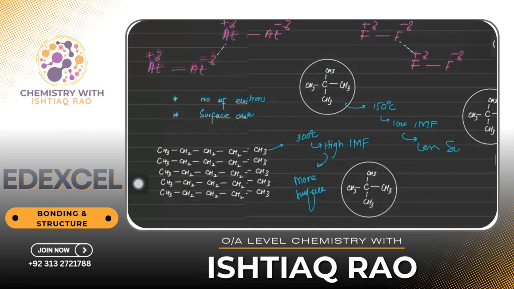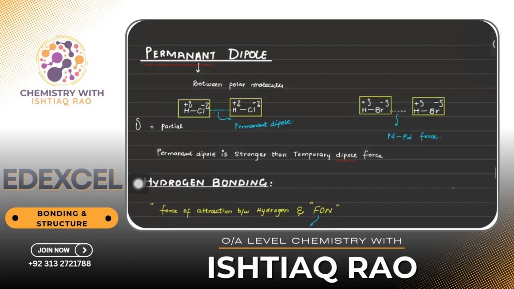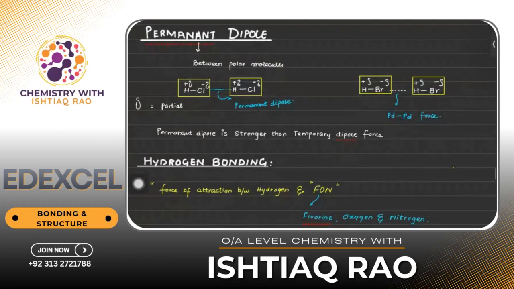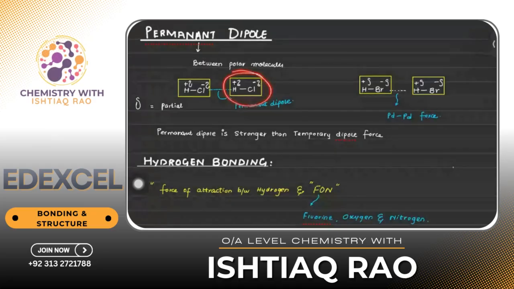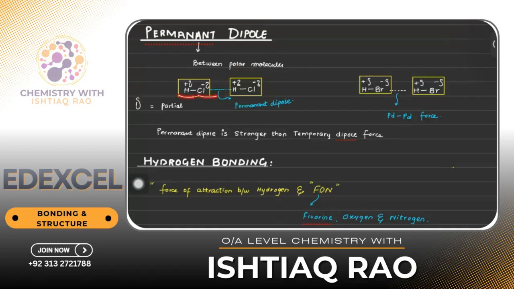It's not a permanent dipole. Permanent dipole is present between polar molecules. Let's say HCl is polar. Why? Because it has different elements: H is different, Cl is different, so it is going to be polar. Between polar molecules, there is a permanent dipole. A permanent dipole is stronger than a temporary dipole.